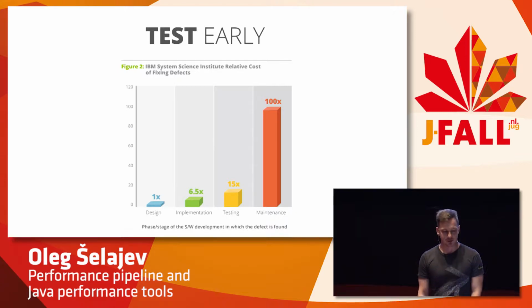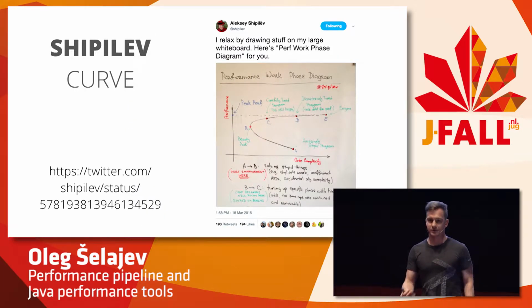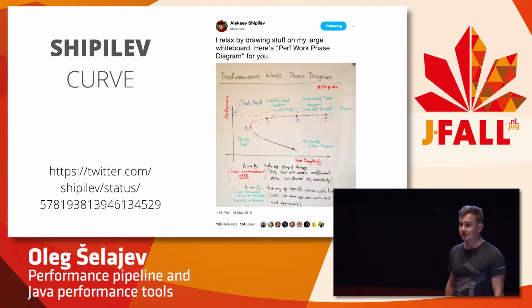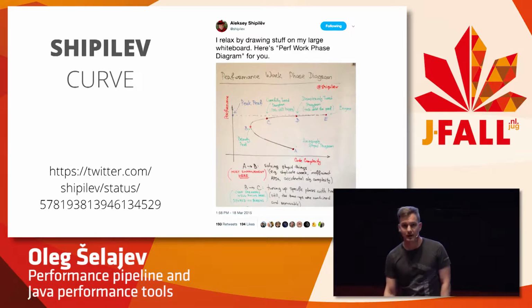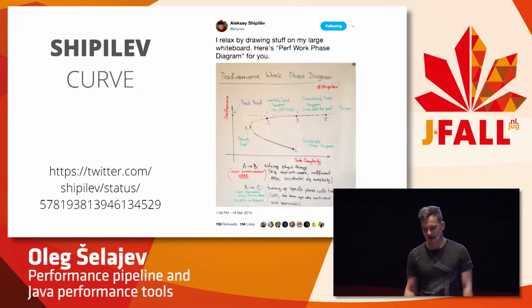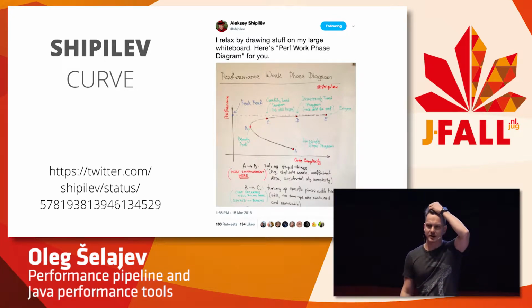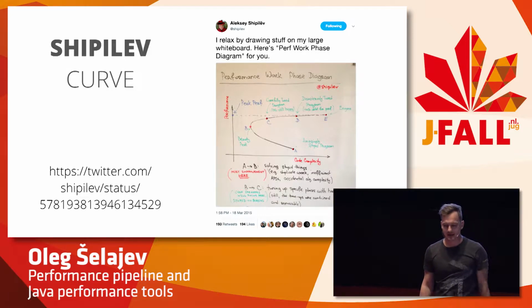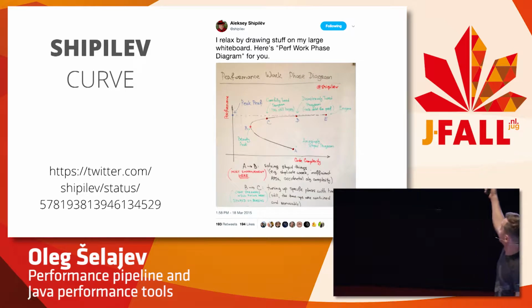Another aspect of performance work when we think about this is that there are different kinds of performance work. So Aleksey Shipilev was for a long time the performance engineer at Oracle, working on OpenJDK. And now he's at Red Hat, one of the lead developers, I think, of the Shenandoah garbage collector. He's doing a lot of performance work. And he tweeted that once, the Shipilev's curve of performance.